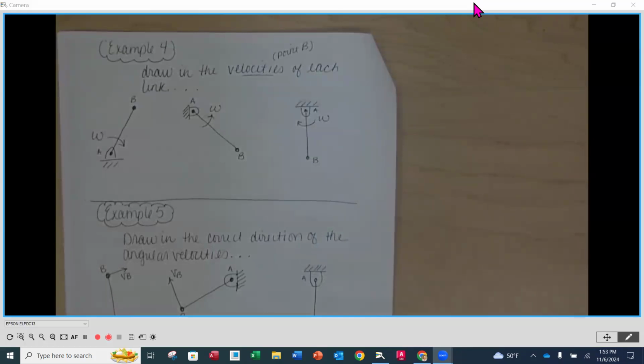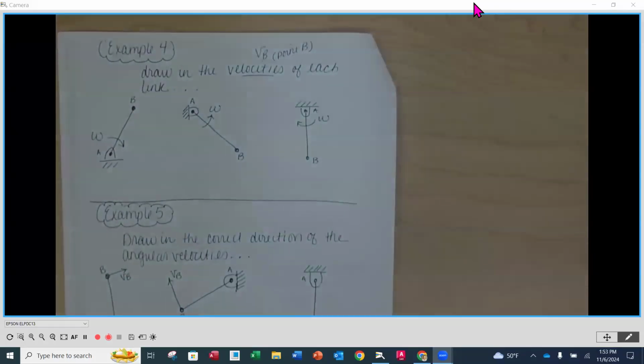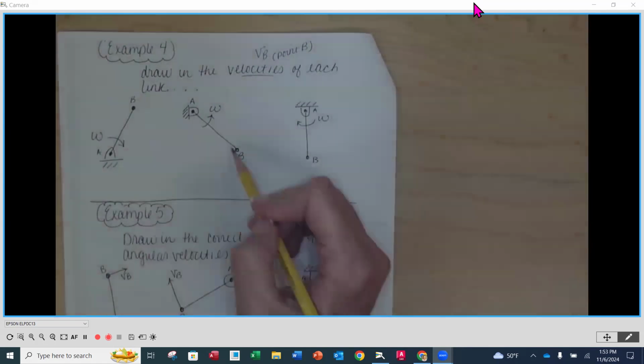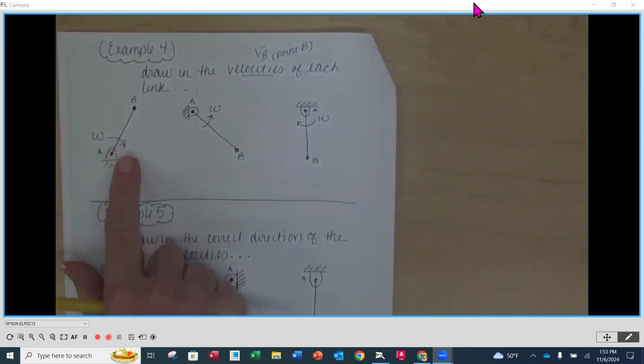All right, it looks like most are done writing on their paper. So let's start up here on example number 4. We want to draw in the velocities of point B. Okay, so a couple things. Straight line velocities is what we're looking at here. So V sub B, okay? We know that they are going to point in the direction of rotation and that they are going to be perpendicular to the line back to the center of rotation. So for each of these, the radius back to the center of rotation is easy. It's along the line, right? So we're going to draw each of these velocities perpendicular to that line, but the direction they go in is going to be dependent on the rotation.